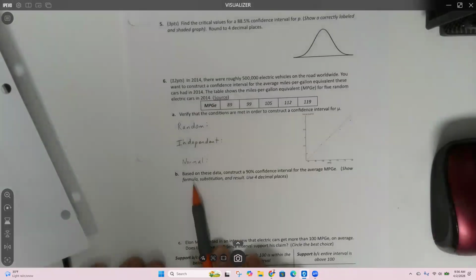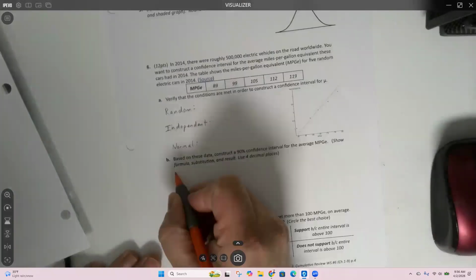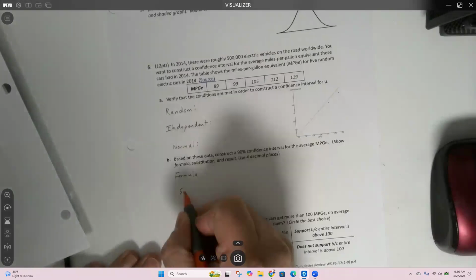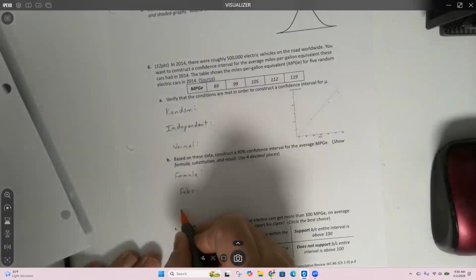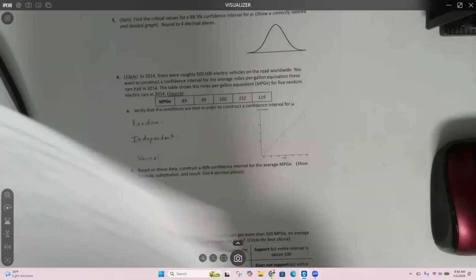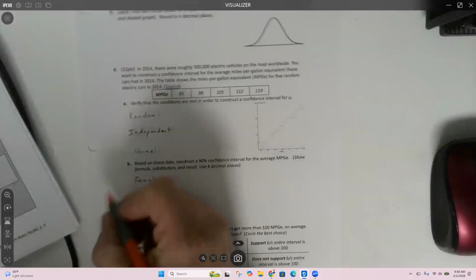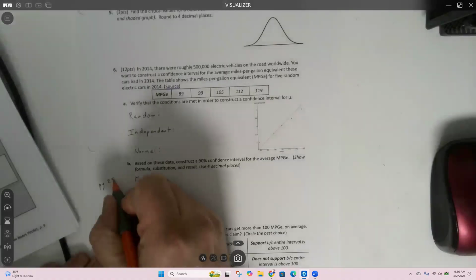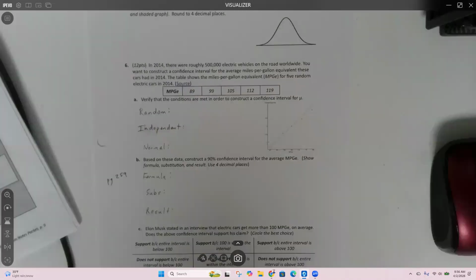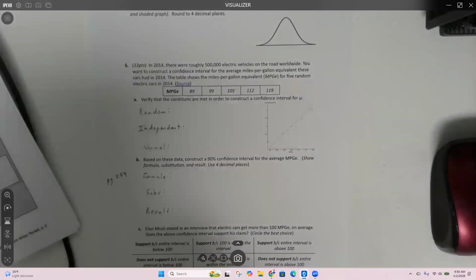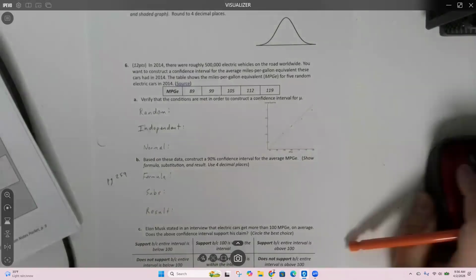Based on these data, construct a 90% confidence interval. We need the formula, substitution, and the result. So, okay, I need to make a confidence interval. What page is confidence interval? Page 259. All right, that's all the hints for today. Let's jump back and do some math.